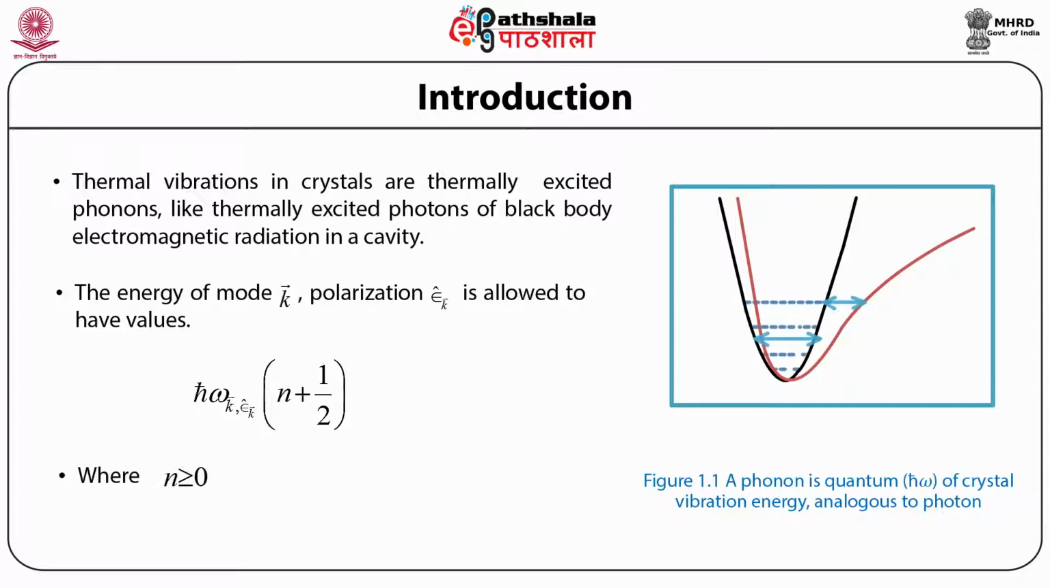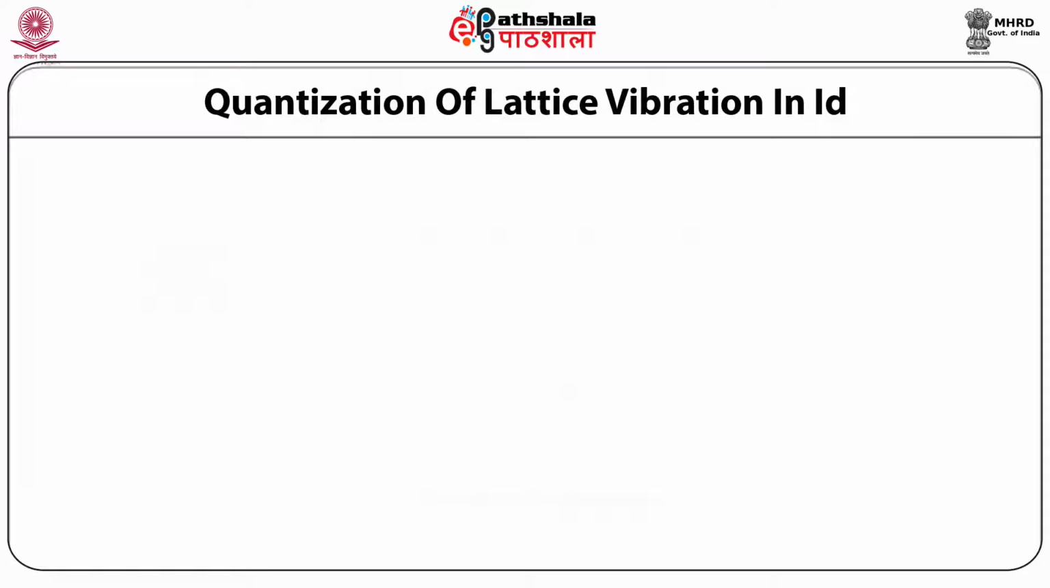So, n here basically represents something like an equilibrium occupation of the thermal vibrations. Now, for example, for a single quantum mode of wave number k and polarization epsilon k, n is always equal to 1. And in the present module, we will try to focus on the quantum understanding of these lattice vibrations, the energies of which are depicted in this particular figure, the harmonic potential figure. Quantization of lattice vibration in one dimension.